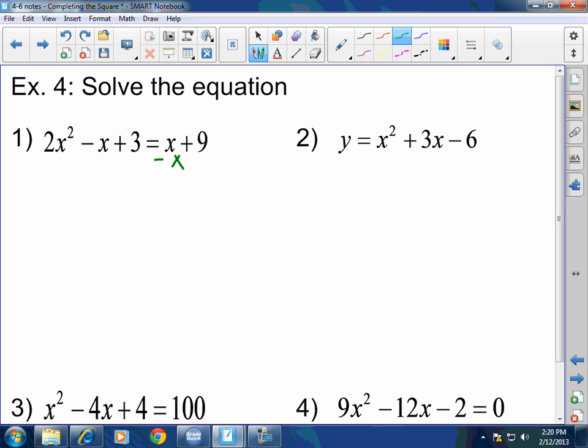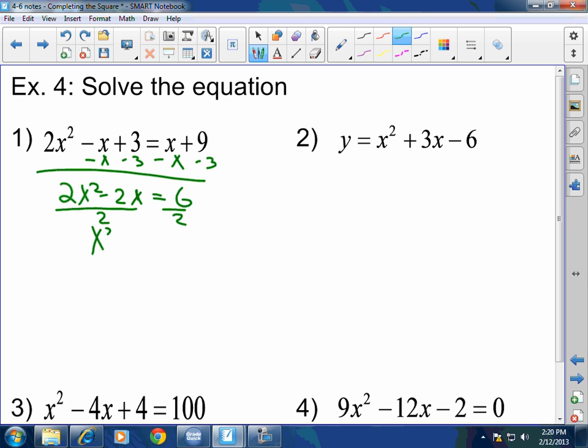First things first, I'm going to subtract x to both sides. I'm going to subtract 3 to both sides. So I have 2x squared minus 2x equals 6. I cannot have a coefficient other than 1 in front of my x squared. So I'm going to divide 2 to both sides, giving me x squared minus x equals 3. Okay, remember what I said, guys. What's the b here? This may help you. What's the b? Negative 1.